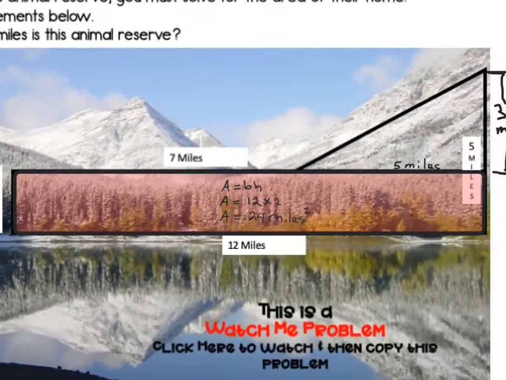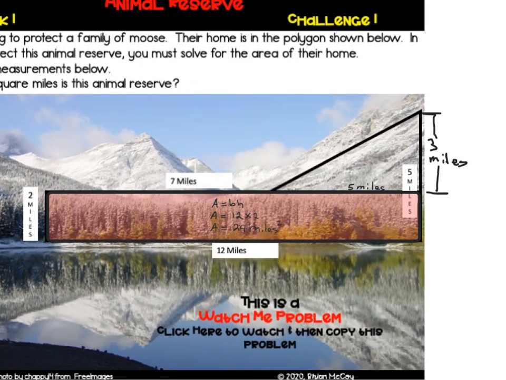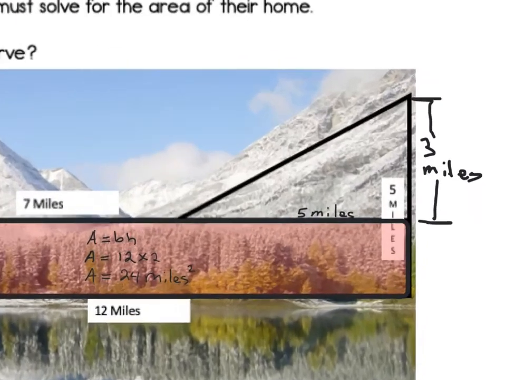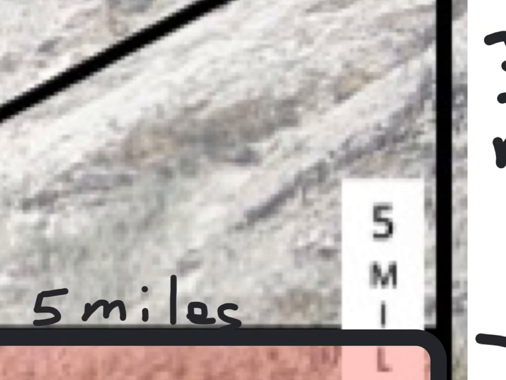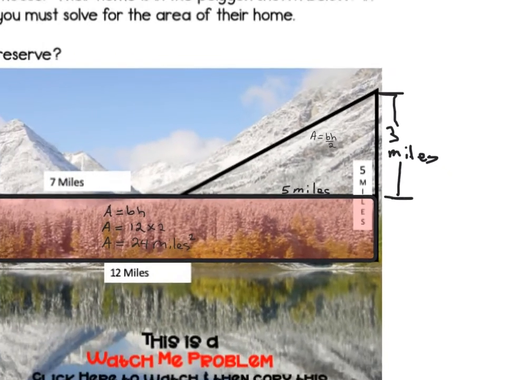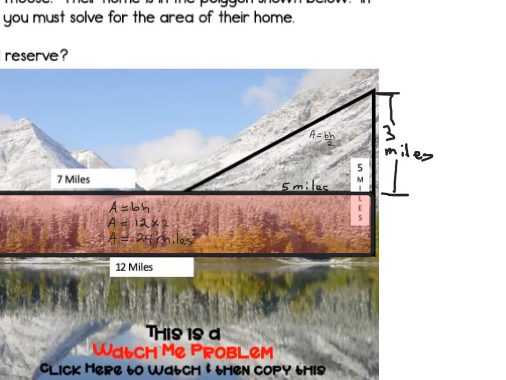Now, I've got to add in this triangle here, right? And before I can do that, I need to write my formula. So let's go ahead and come on up here, and we're going to write A equals base times height divided by 2.